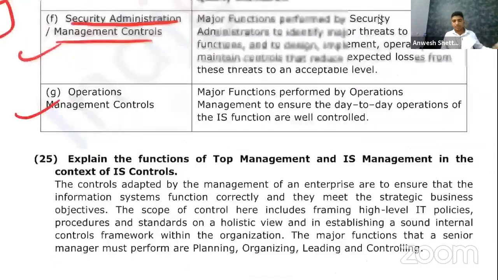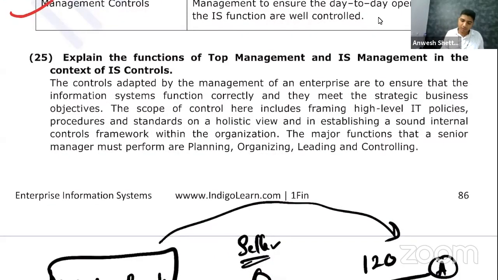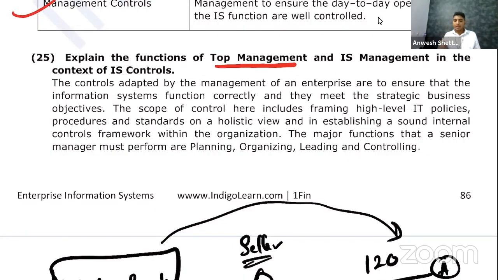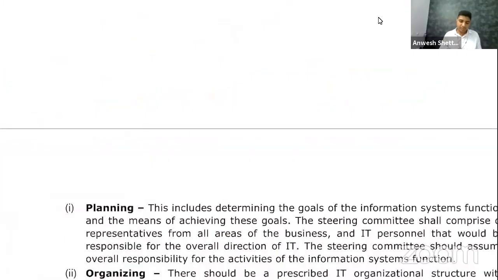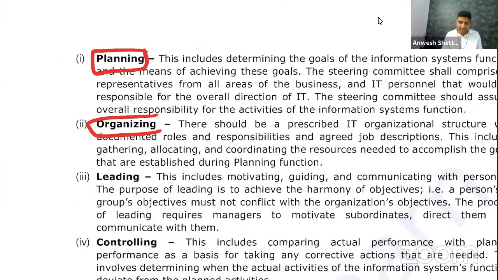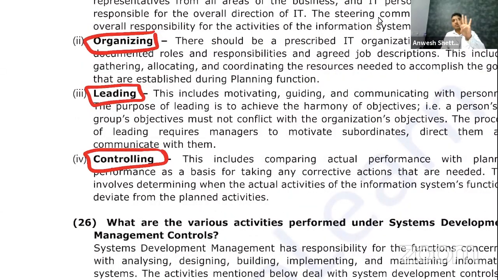Now let us look at question number 25. Explain the function of top management. Again, top management, we are talking about whom? We are talking about Mr. X and Y, and IS management in the context of IS control. So whenever you are going and checking whether X and Y did the right thing or not, what are the things you are going to check? You are going to check whether planning happened properly, whether organizing happened properly, whether leading happened properly, whether controlling happened properly. These are the 4 things you check.